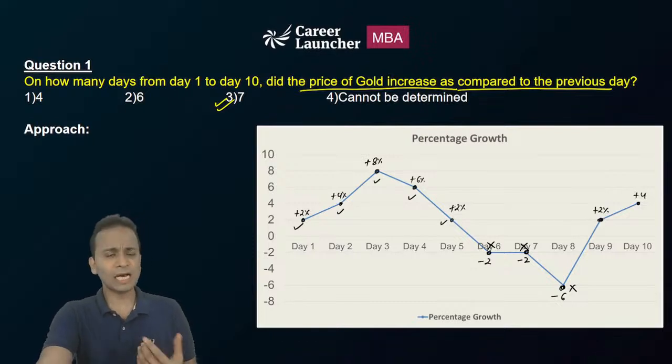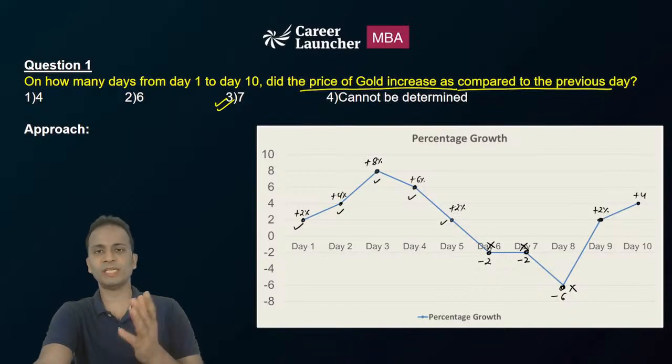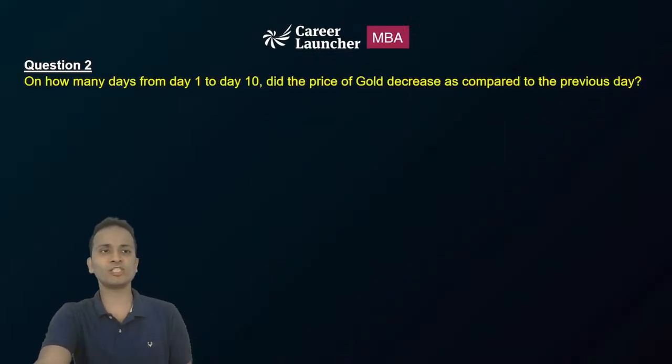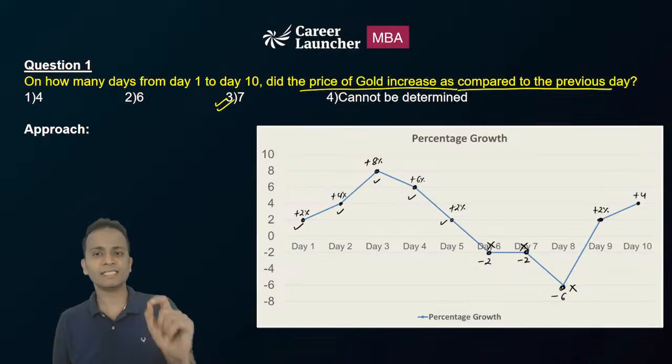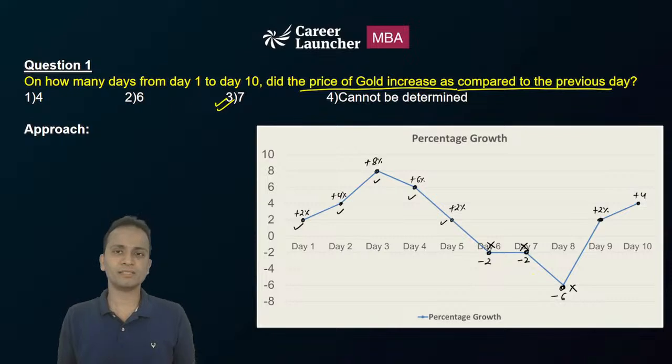Okay, now if you have answered question number 1, you will easily be able to answer question number 2. So question number 1 and question number 2 are similar. There is just one small change. They're asking on how many days from day 1 to day 10 did the price of gold decrease as compared to the previous day. So even if I don't give you options, I don't show you the data based on the previous question, you should be able to mark this answer. Okay, so if I go back to the data, we can see that day 6, day 7 and day 8, on these 3 days, the price decreased as compared to the previous day, right?